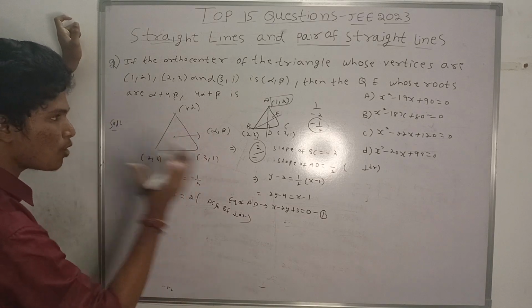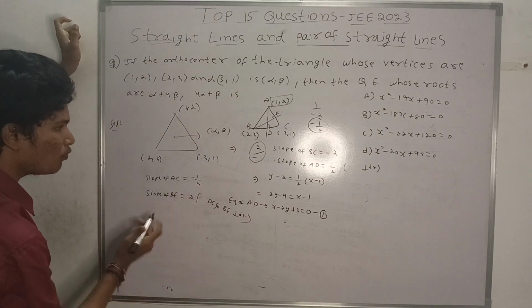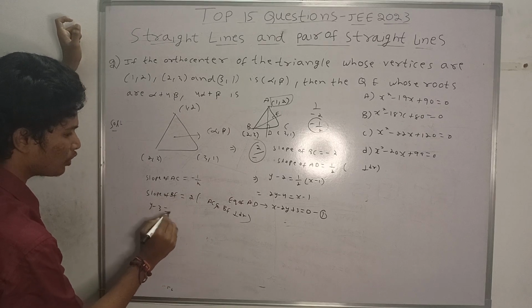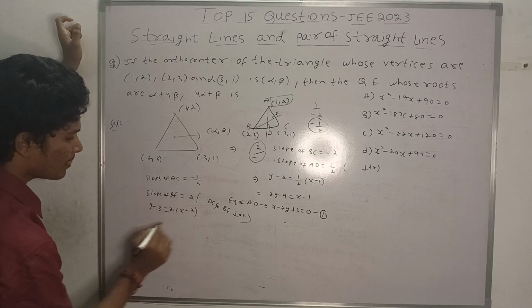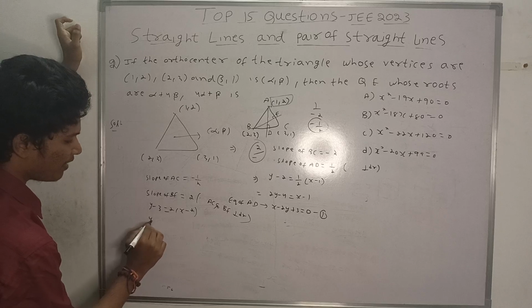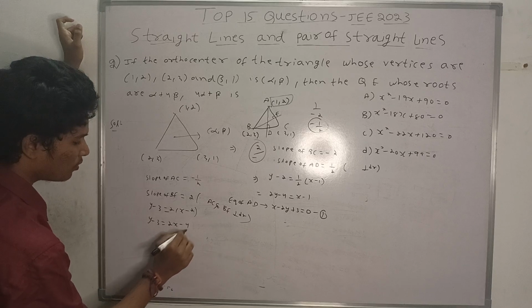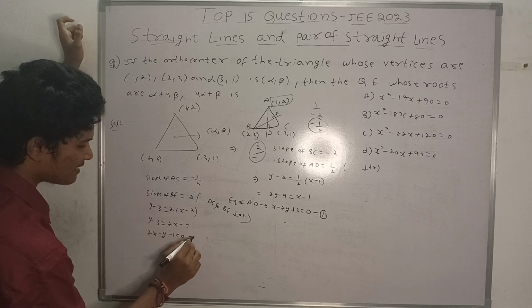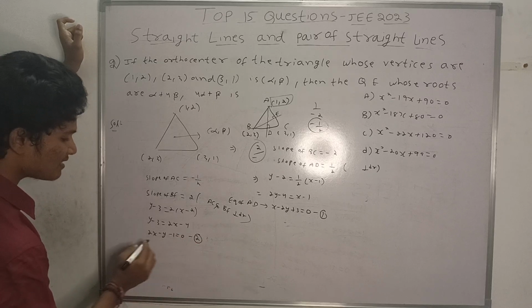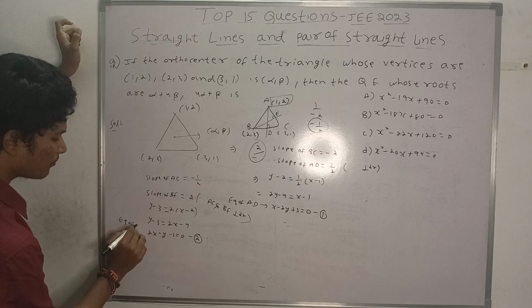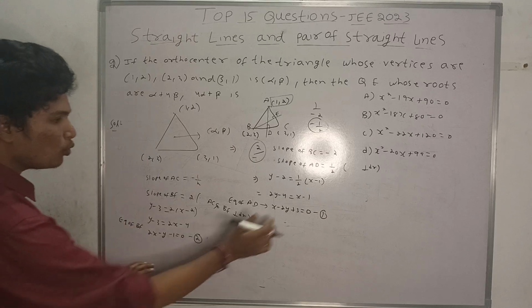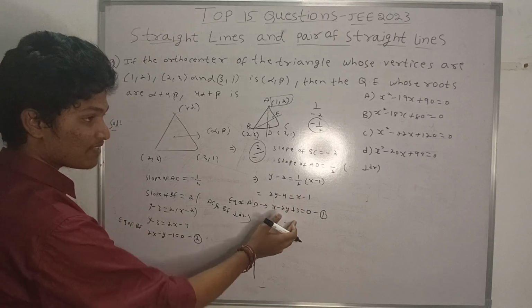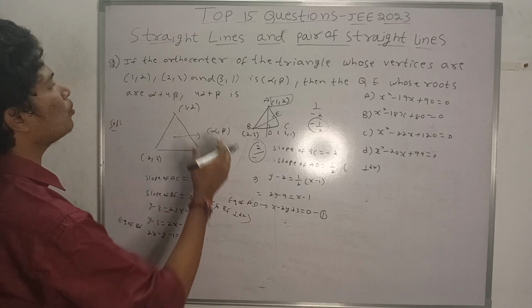So now using the slope point form, that is 2, 3 and 2, we can write the equation, that is y minus 3 equal to 2 into x minus 2. So y minus 3 equal to 2x minus 4, 2x minus y minus 1 equal to 0. This is another equation. What is the equation? Equation of BF. These two straight lines will intersect and it will give the orthocenter.